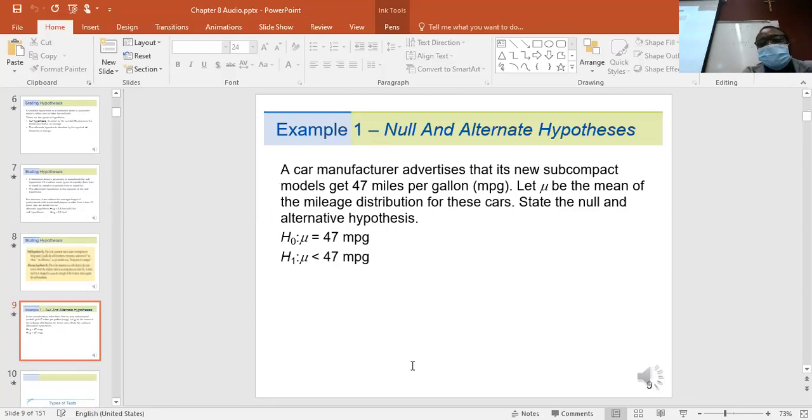So this is another example. A car manufacturer advertises that its new subcompact models get 47 miles per gallon. Let mu be the mean of the mileage distribution for this car. State the null hypothesis. The null hypothesis is mu equals 47. In this statement, what this guy is trying to say is that we can get to 47 with our car. So we will say mu equals 47. And we will be checking if this is right or not.